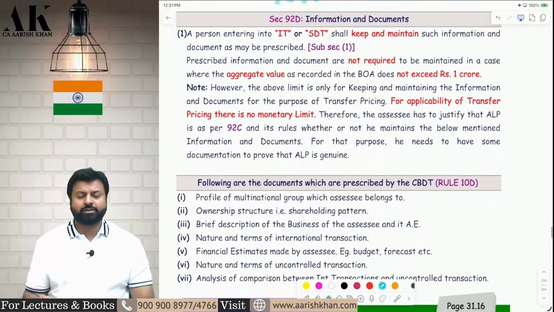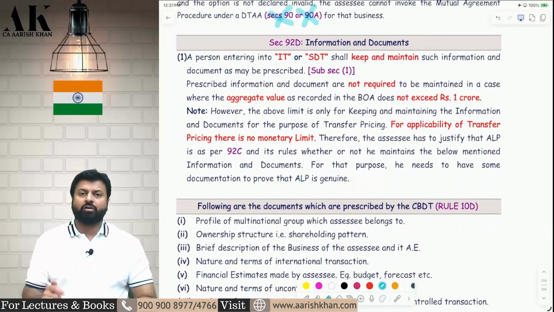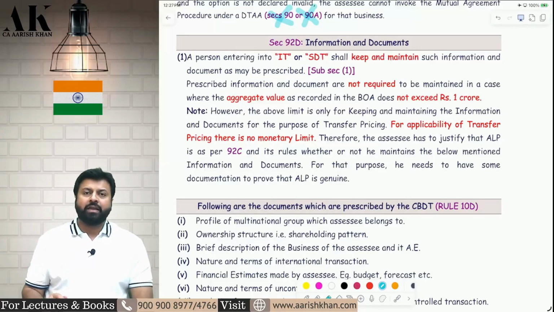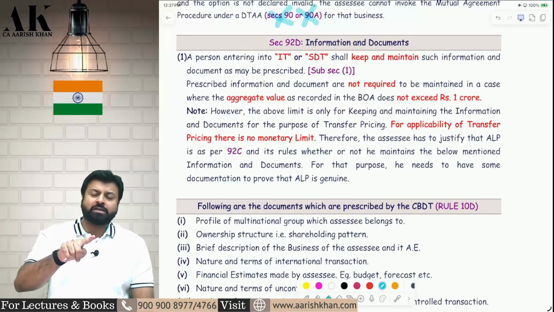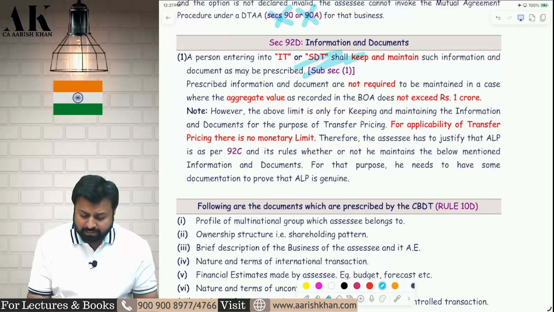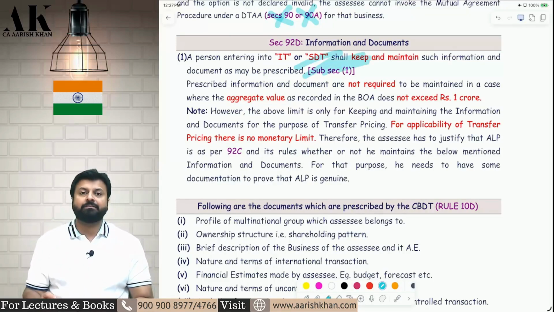Now moving on to the next section, 92D. What is 92D? 92D talks about documents and information. There are 3 subsections over here. Subsection 1 says that if transfer pricing is applicable for you, international transfer pricing or domestic transfer pricing, either of the two, you have to maintain a lot of documents and information, and you have to maintain them for a period of 8 years.